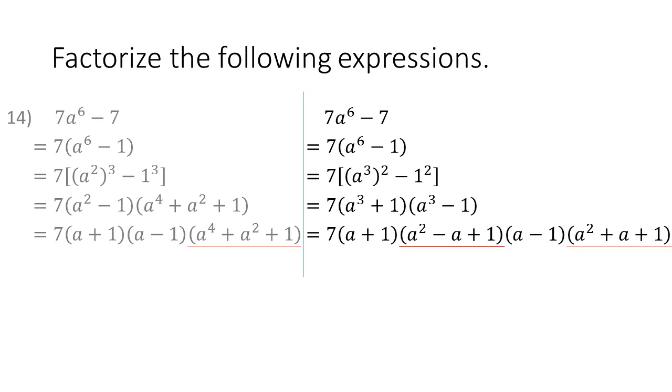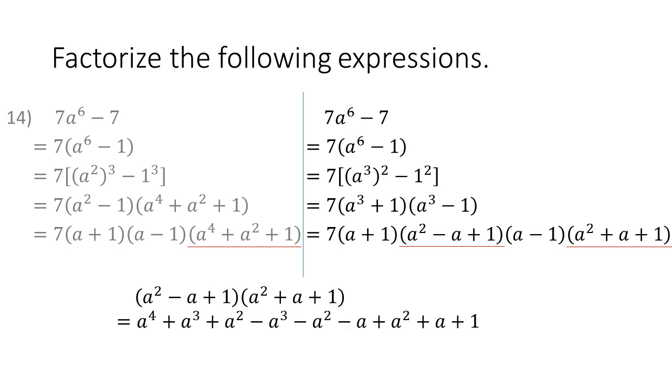To prove they are identical, we can expand the right part to check whether it is equal to the left part or not. It is necessary to multiply each term inside the first bracket by each term inside the second bracket. A squared times a squared equals a to the power of 4. A squared times a equals a cubed. A squared times 1 equals a squared. Negative a times the terms inside the second bracket becomes negative a cubed minus a squared minus a. 1 times the terms inside the second bracket becomes a squared plus a plus 1.